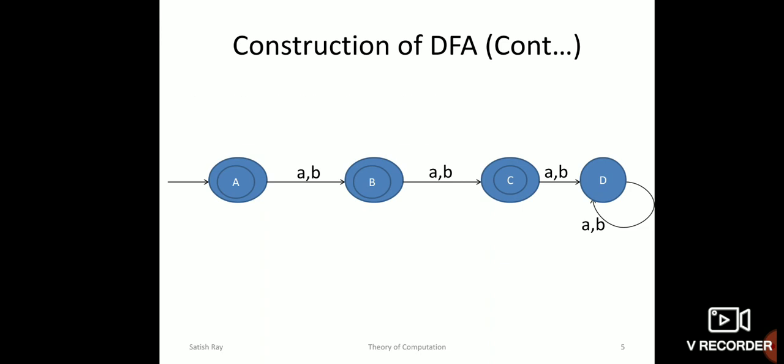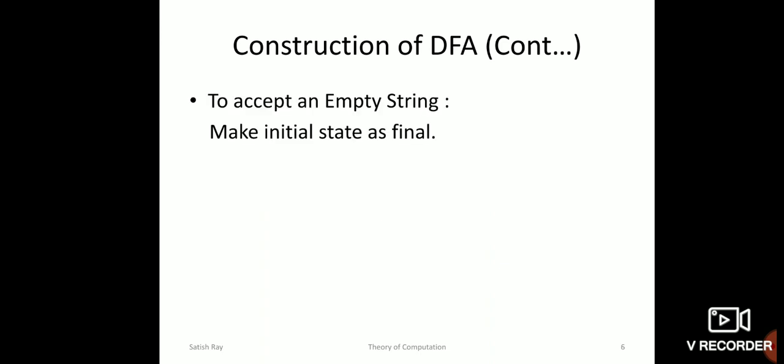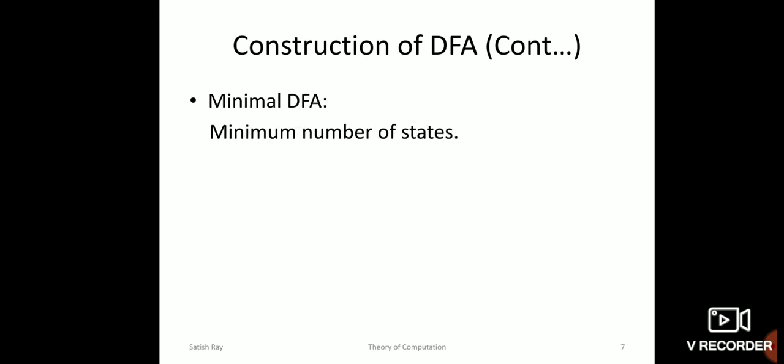Now what are the observations we have made in this example? To accept an empty string, we have to make the initial state final, and in order to draw a minimal DFA, we should take the minimum number of states. For any given language, we can draw any number of DFAs, but there is only one minimal DFA which we can draw.